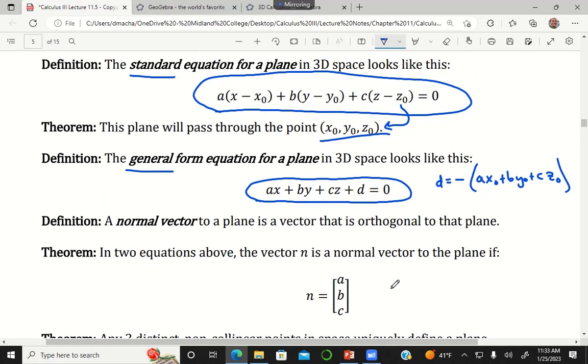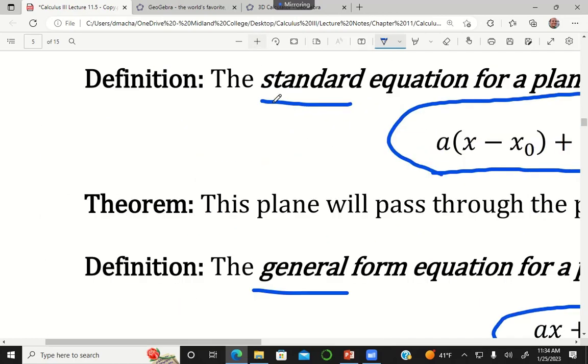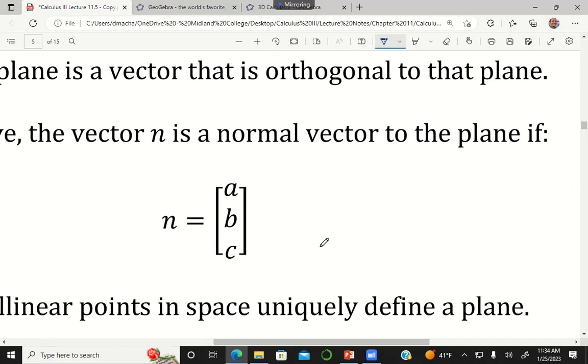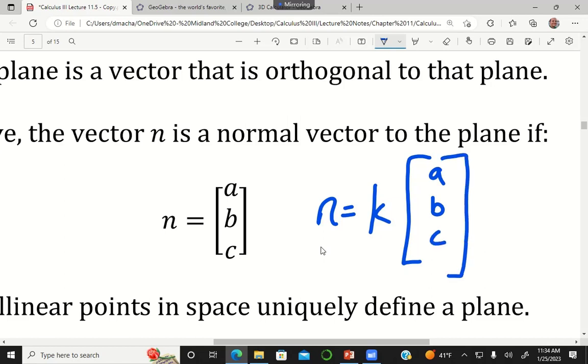So in these two equations, whether you have it in the standard form equation for the plane or the general form equation for the plane, if you have a vector that's a normal vector to the plane, meaning it's orthogonal to the plane, then I'm a little bit imprecise right here when I say this, but if your vector is normal to the plane, then it has to be a scalar multiple of the coefficients a, b, c, right? So lowercase n is representing a normal vector to your plane.